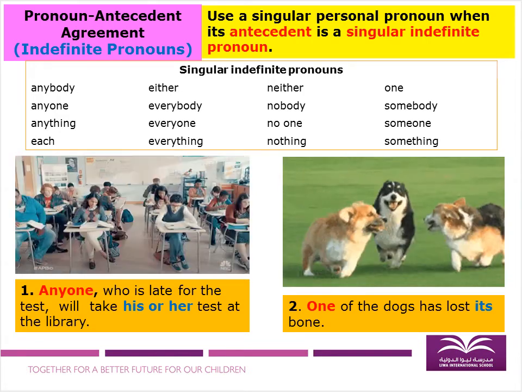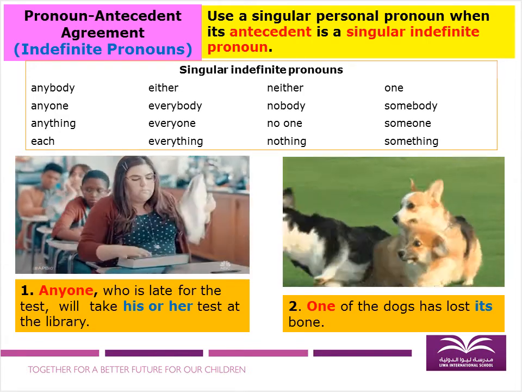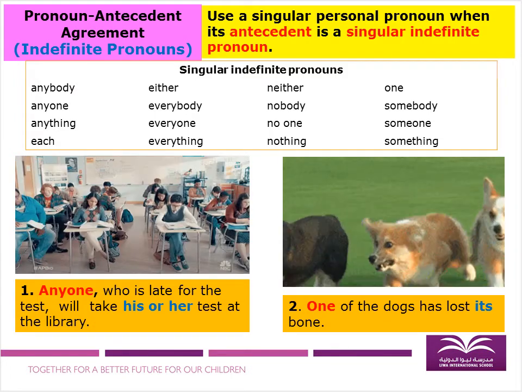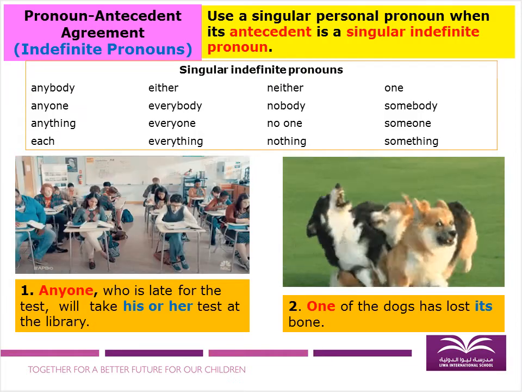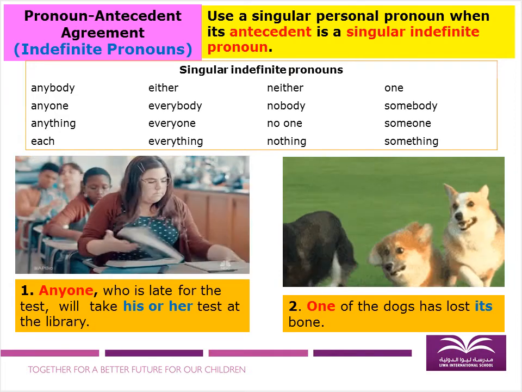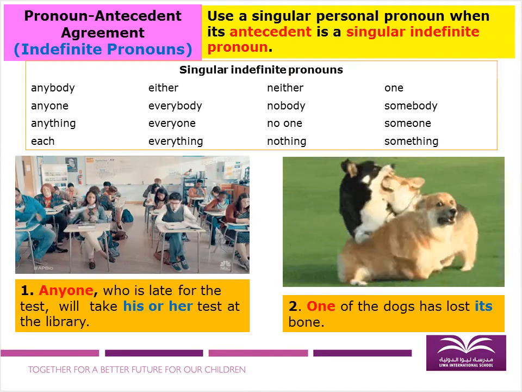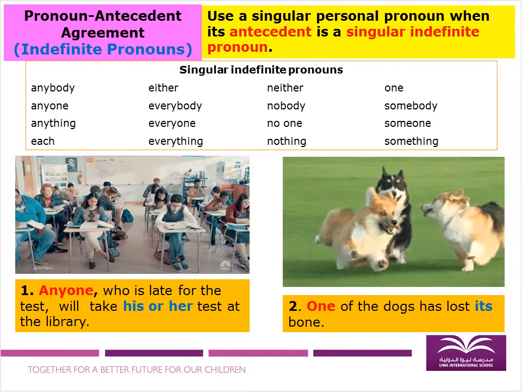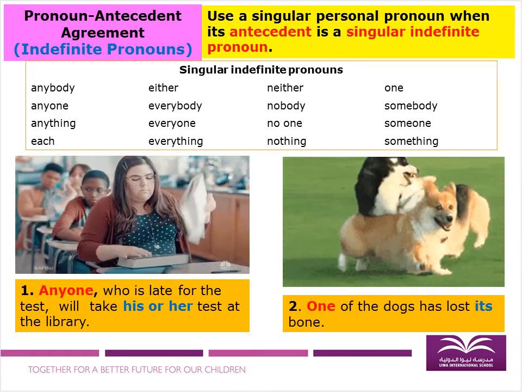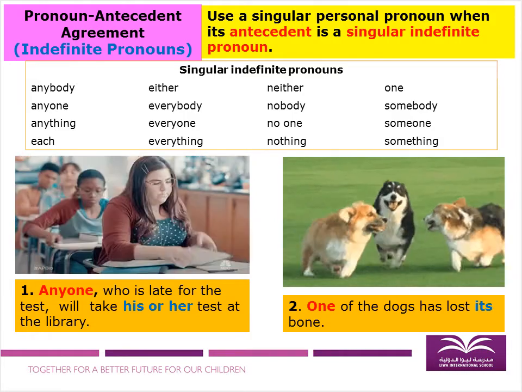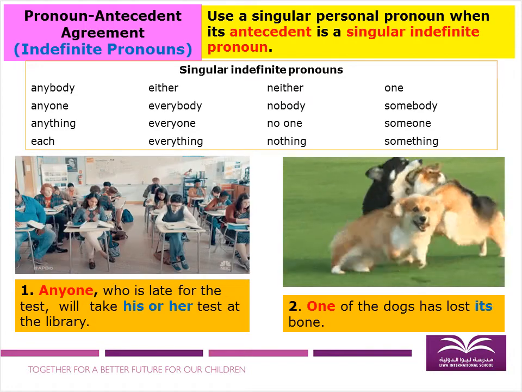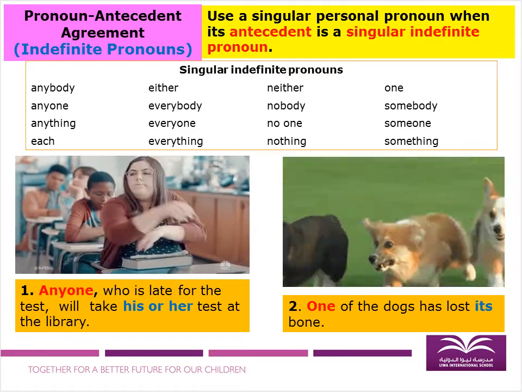Okay, so let us have the first sentence. Anyone who is late for the test will take his or her test at the library. Second, we have: one of the dogs has lost its bone. One, we already know that's singular. So we have dogs here, and dogs are not human. Remember the neuter? Alright, so we will use its. We will not use her or his or her. We cannot use that because we have dogs here.